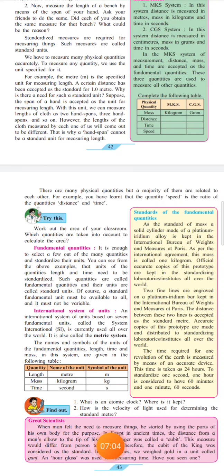Let's understand, students, that yellow table. In the yellow table, what is written? Standard of the fundamental quantities. There is an intergovernmental organization in Paris. Its name is International Bureau of Weights and Measures. Bureau means organization. In this department, standard mass is kept. It is a solid cylinder made up of platinum iridium alloy. Means this solid cylinder is made up of platinum and iridium. As two metals are used, it is an alloy.